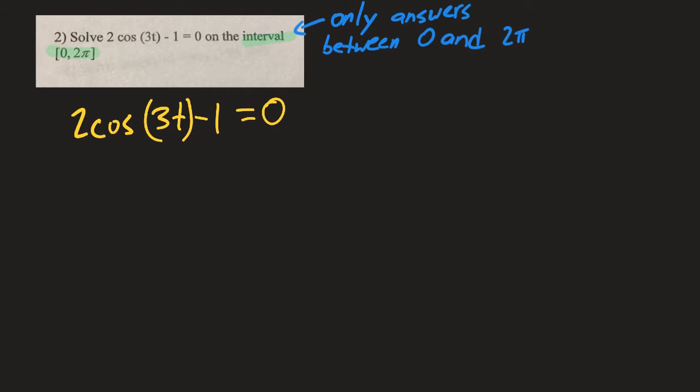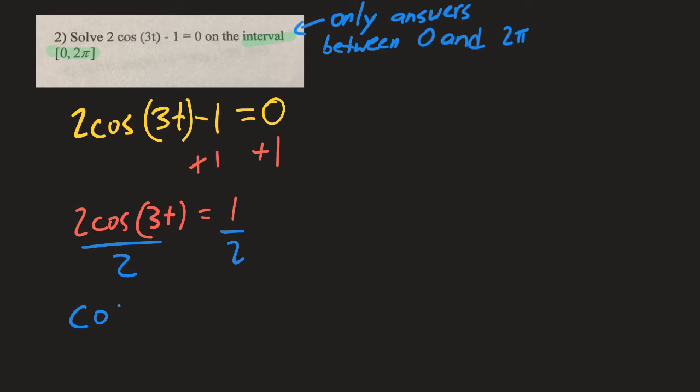So we're going to go ahead and start this problem off the same way we did that last problem with the tangent squared. We're going to go ahead and get cosine by itself. So we'll start by adding 1 to each side. And we've got 2 cosine 3t is equal to 1. And we'll divide by 2.